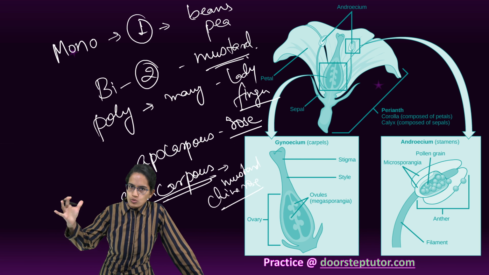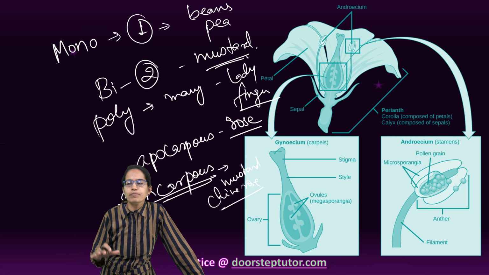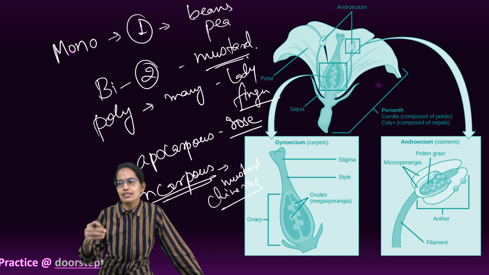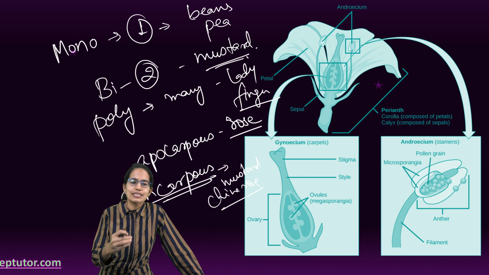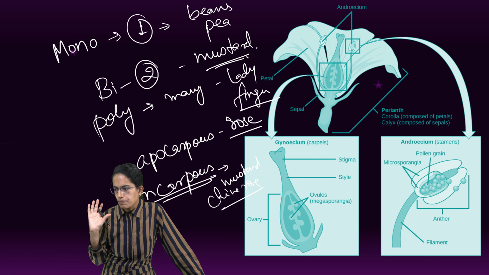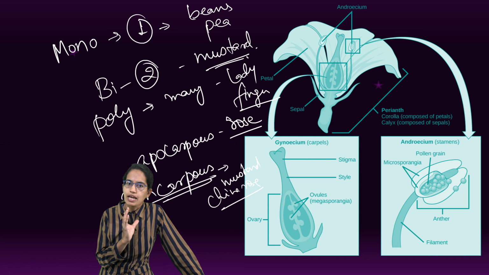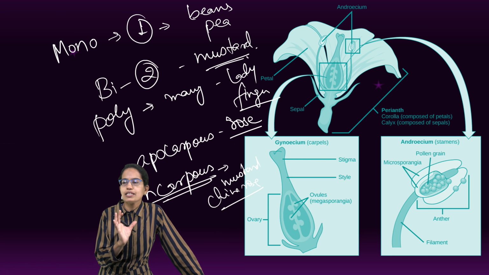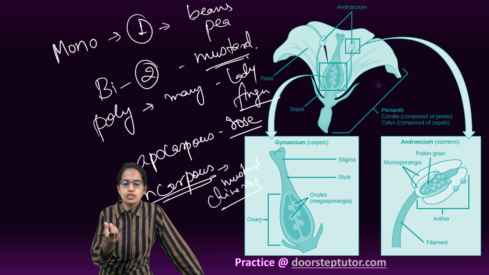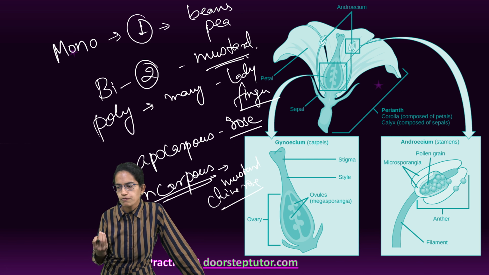So mono means one, bi means two, poly means many. For mono, the examples are beans and peas. For bi, the example is mustard. For poly, the example is ladyfinger. Apocarpous means when the carpels are free, and the example is rose. Syncarpous is where the carpels are fused. China rose and mustard are examples of syncarpous.